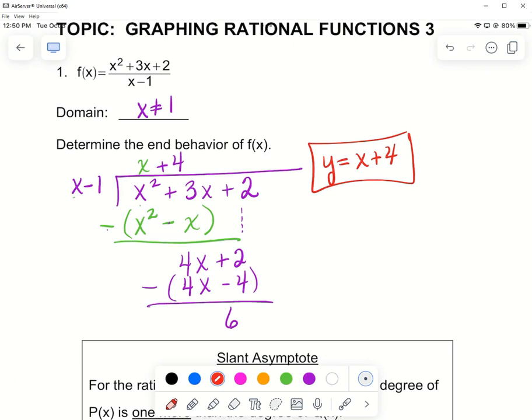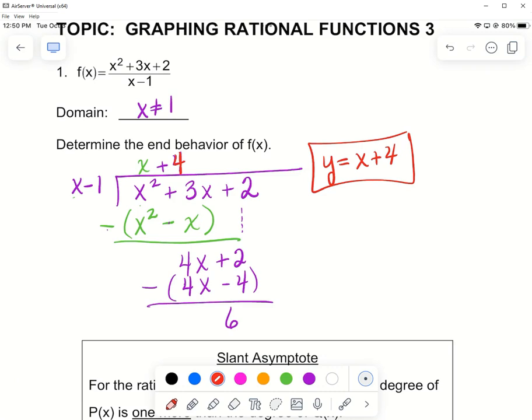And to be honest, when I do that long division, I'm going to stop when I put that +4. But I want to make sure you understand why I can't just ignore the remainder. Why can I do that?